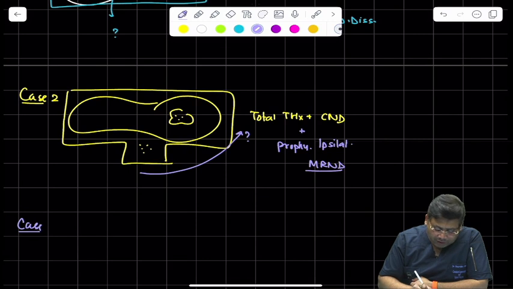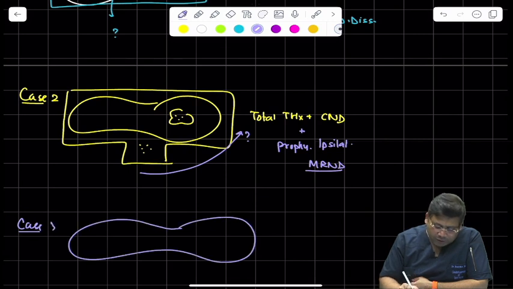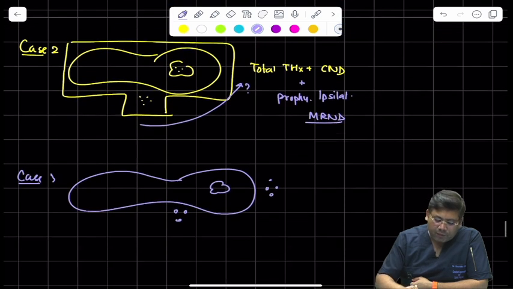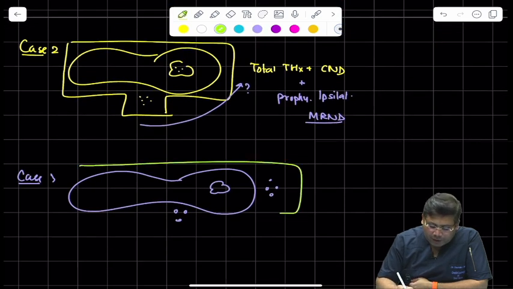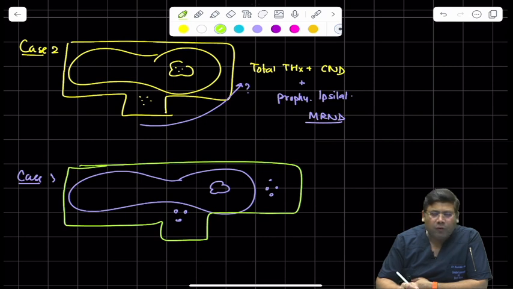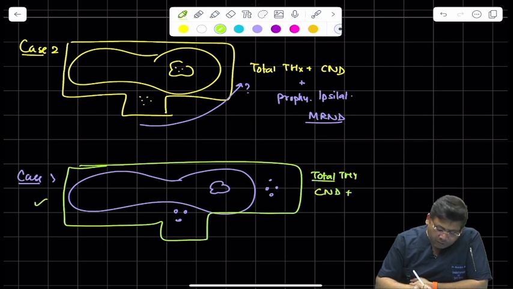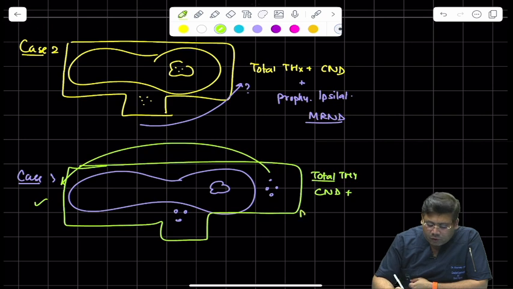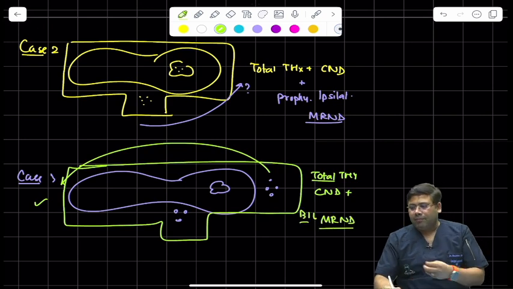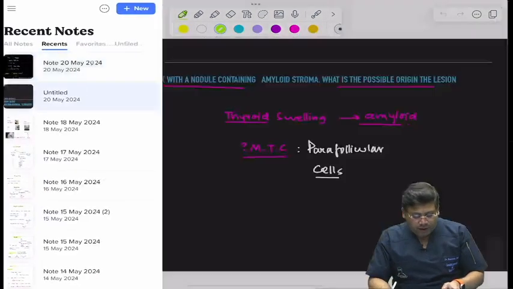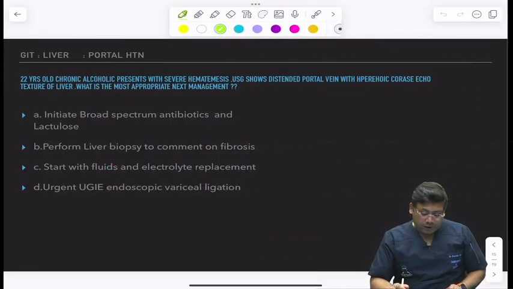So when we talk about case 3, bachche, if the question says you have lymph nodes in the lateral part of the neck, then at least by rule, whatever evidence of tumor there is, you will have to remove. So yes, you will go for total thyroidectomy along with central neck dissection. And in this scenario, you will go for bilateral MRND. This is the simplest way of management. Let us move on to the next question.